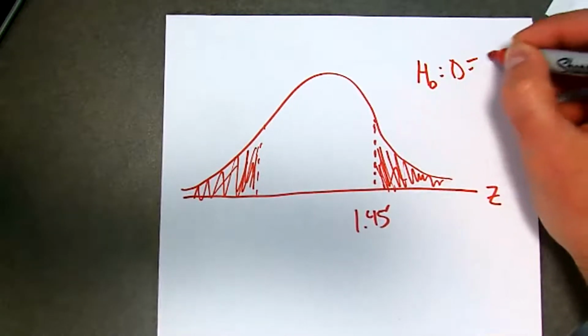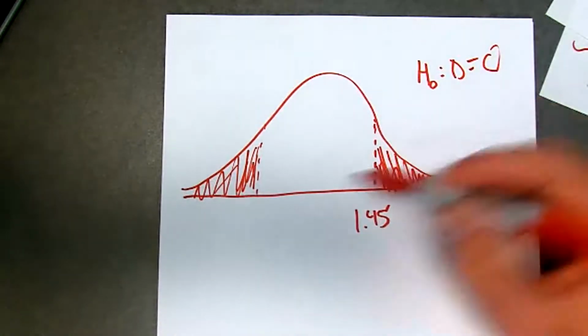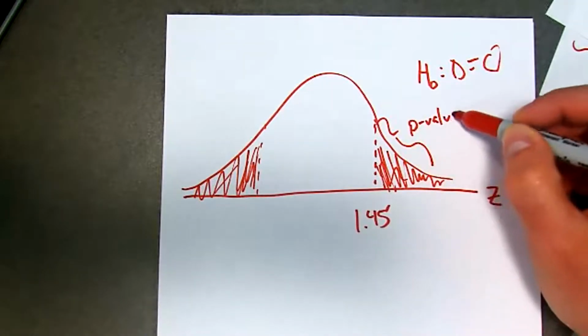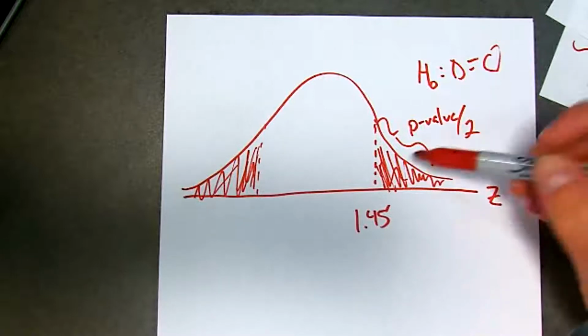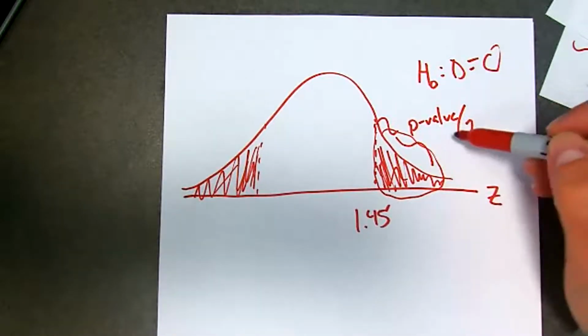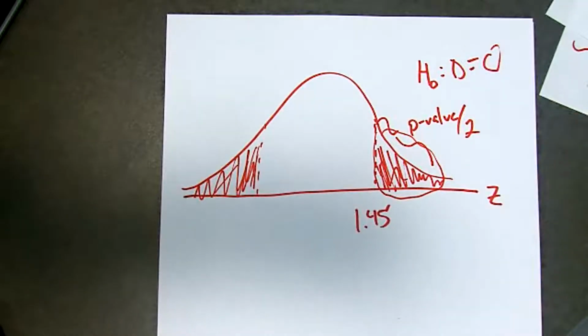the difference is equal to 0. So kind of the total area in our tails here is our p-value. So each side has half the p-value. So I could look up the area in this tail, right? And then multiply it by 2 to get my total p-value.